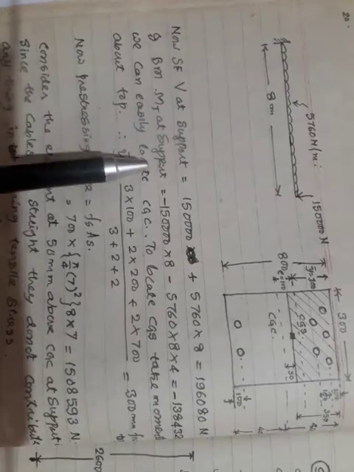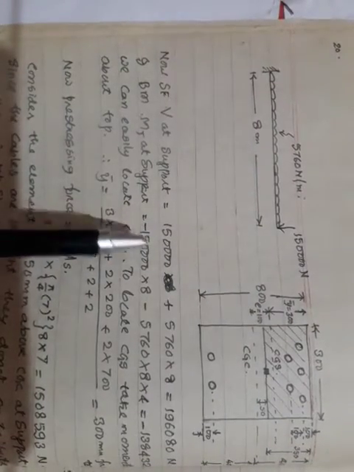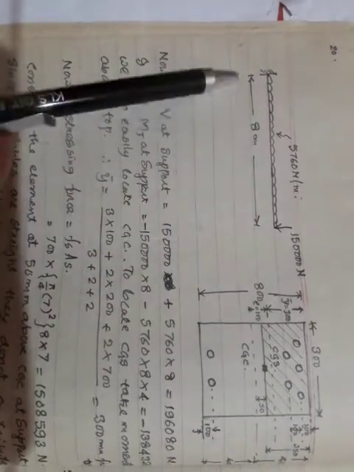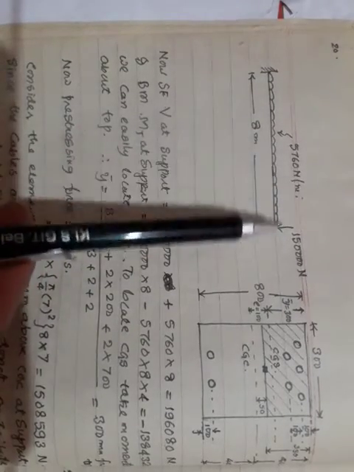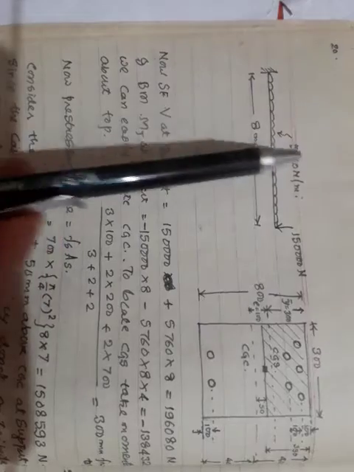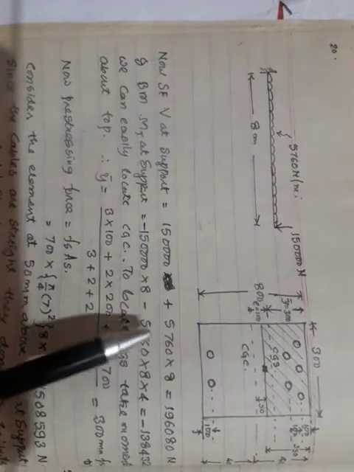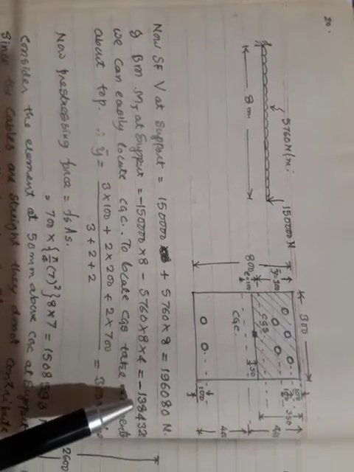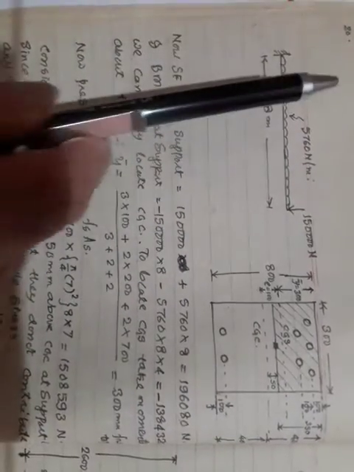Now I want to calculate the bending moment at this fixed end also. Bending moment at support. Since it's a cantilever beam, it will be minus. 1,50,000 into 8, force into lever arm, minus this load 5760 into 8, which is the total load and it is acting at the center here. The lever arm is 4 meter. So 5760 into 8 into 4. It will give me minus 1384320 Newton meter. This is your bending moment at the fixed end.